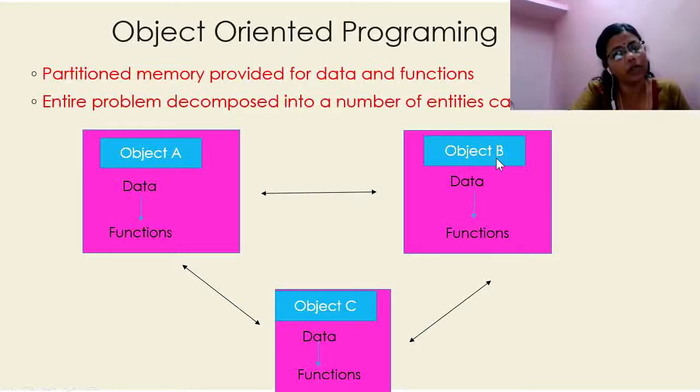You had another object called B. It also had data and functions. You have another object called C. It also had data and functions. And all the three objects could interact with each other. Clear? The data from object A could be used by object B, could be used by object C, but with the help of certain restrictions. All the disadvantages of procedure-oriented programming were overcome with object-oriented programming. Here also they used a modular approach.